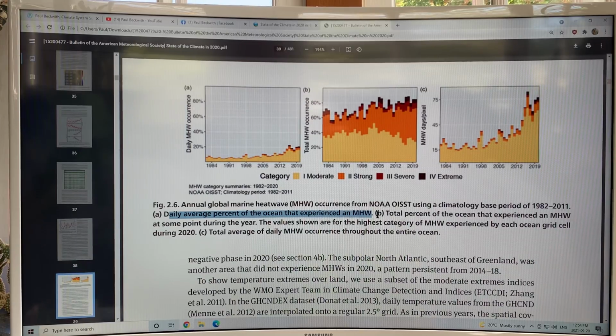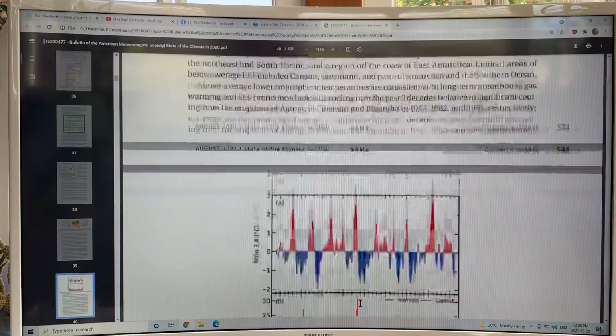This is the total percent of the ocean that experienced a marine heat wave at some point during the year. So in many regions, these are much higher. Many regions of the ocean experienced marine heat waves. And this is the total average of daily marine heat wave occurrence in days for the entire ocean. So you can see more and more days the ocean is getting marine heat waves.